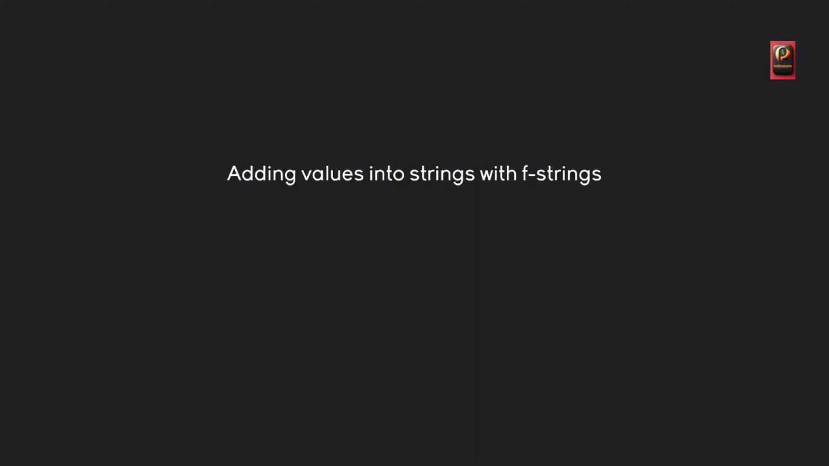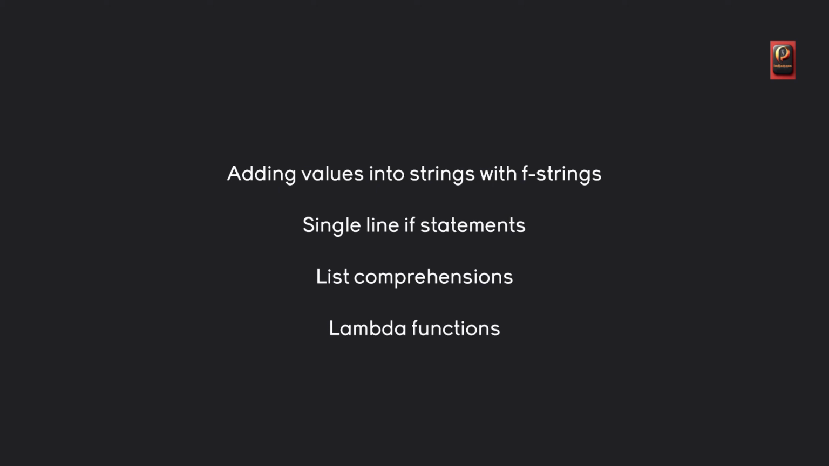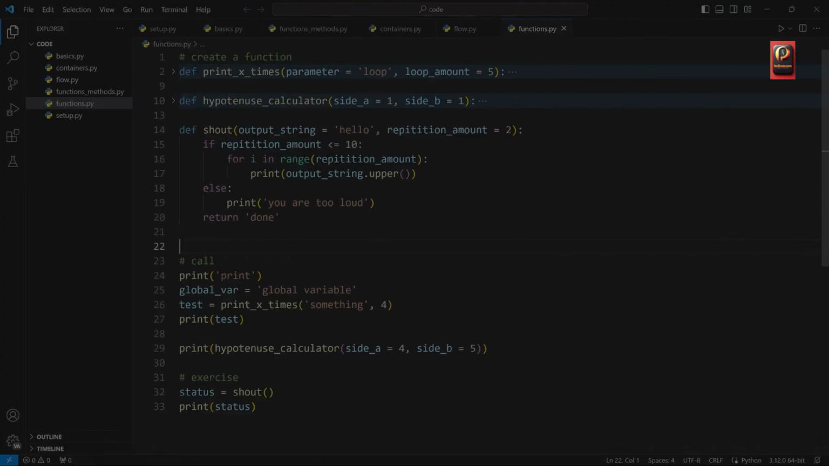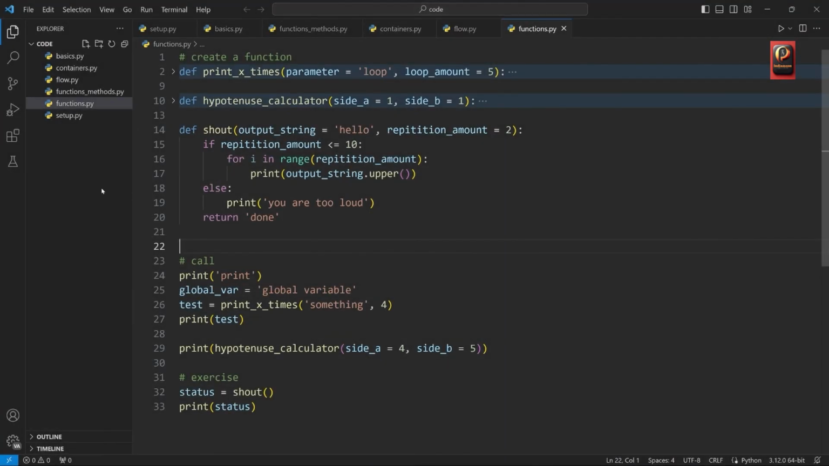Specifically, we are going to talk about how to add values into strings using f-strings. Then, we'll talk about single-line if statements. Besides that, we have list comprehensions. Finally, we are going to talk about lambda functions. Understanding them is going to help you a lot to master the language.